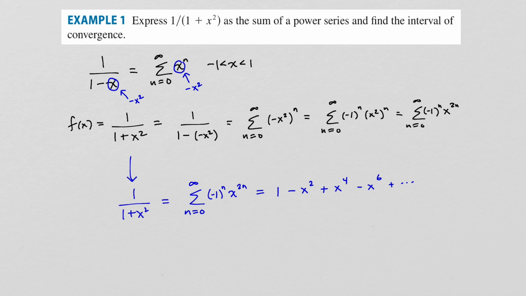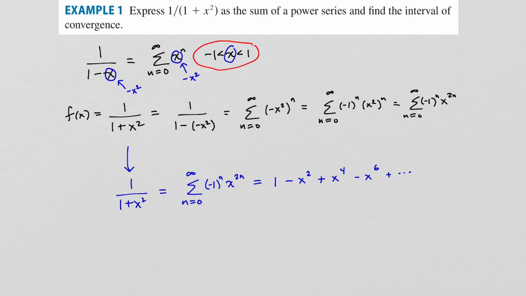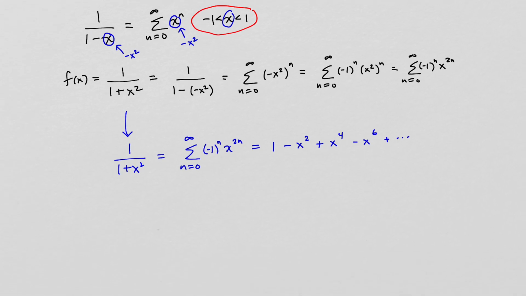So then the only other question is, for what values of x does this converge? Well, we know up here with the geometric series, it converges when x is between 1 and negative 1. But remember, we substituted negative x squared in for x here and also here. And so we're going to do the same thing here. We're going to substitute negative x squared in for there.